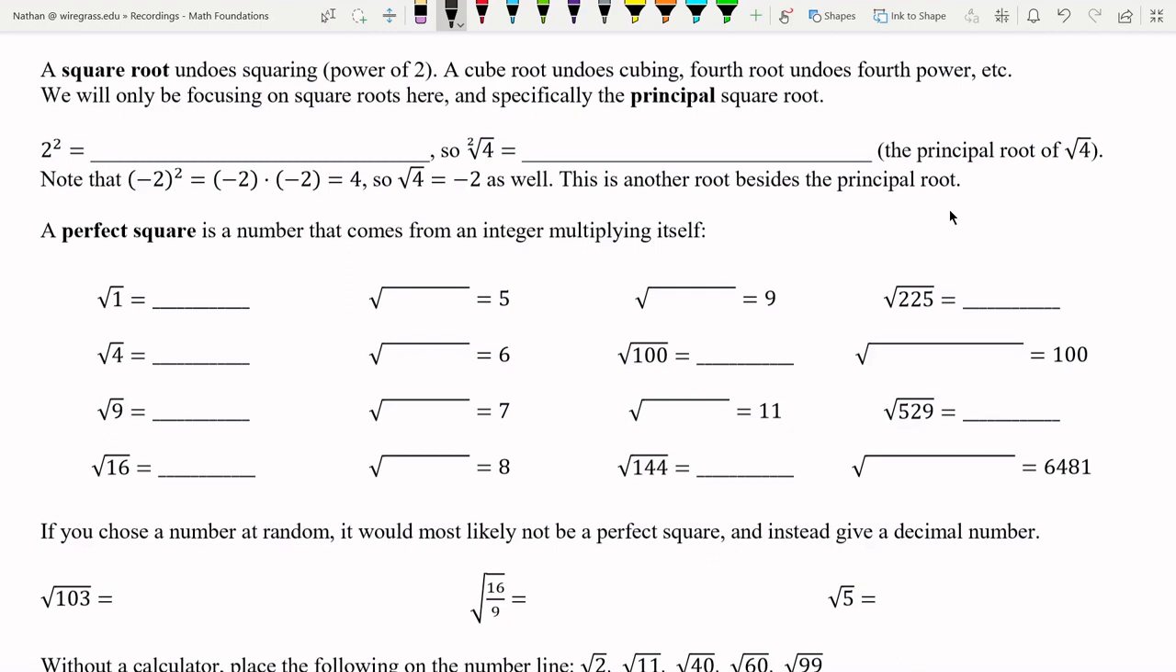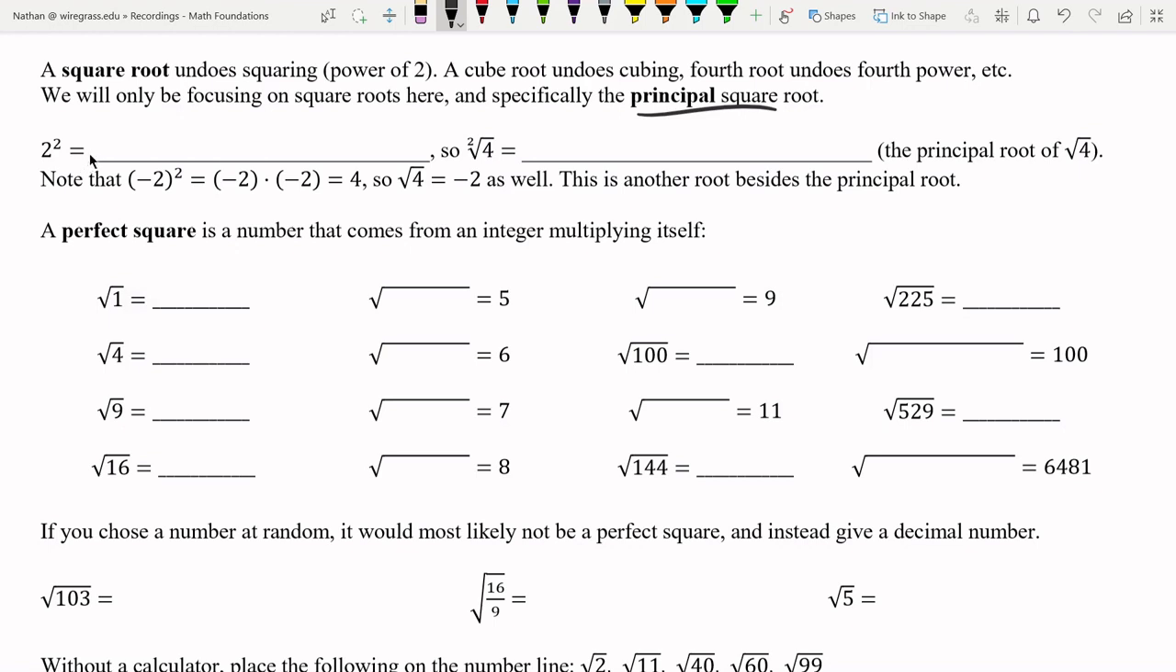A square root undoes squaring. So that's the same thing as having a power of 2. A cube root undoes cubing, or power of 3. Fourth root undoes fourth power, and so on and so forth. Here we're only going to be focusing on the square roots, and specifically the principal square root.